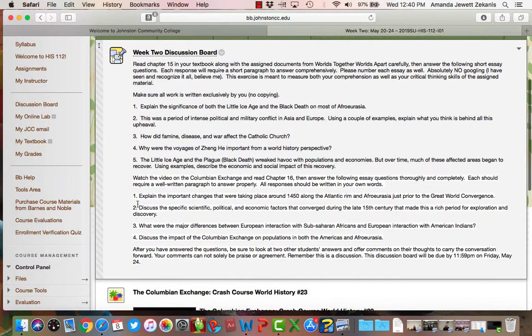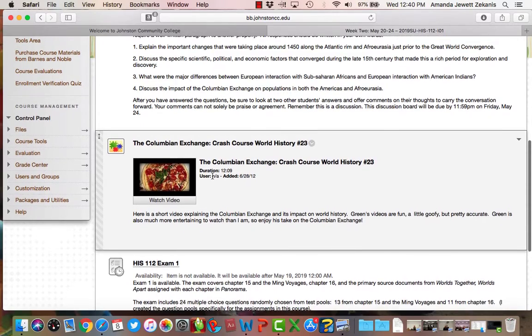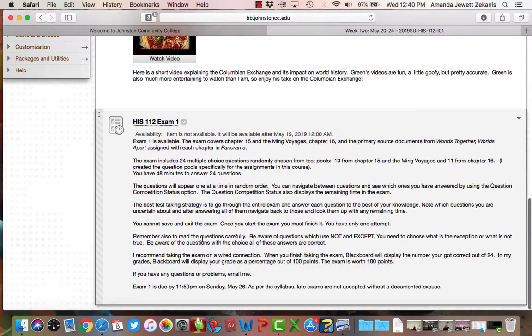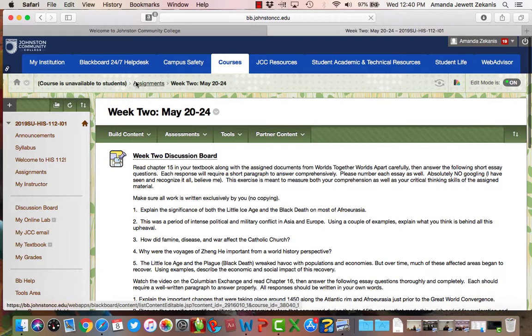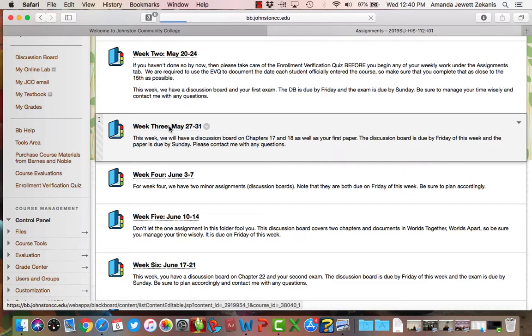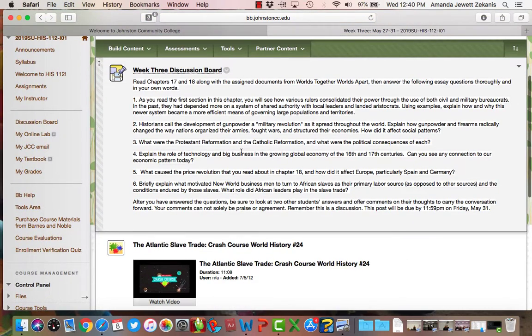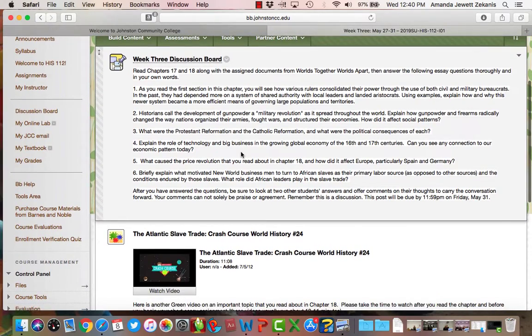There's your discussion board going over questions from chapter 15 and chapter 16. So 15's here, 16's here. You've got a video on the Columbia Exchange, and then you've got your first exam. Okay, so see, everything's pretty well organized. Your first paper is due in week 3. You've got a shorter discussion board.